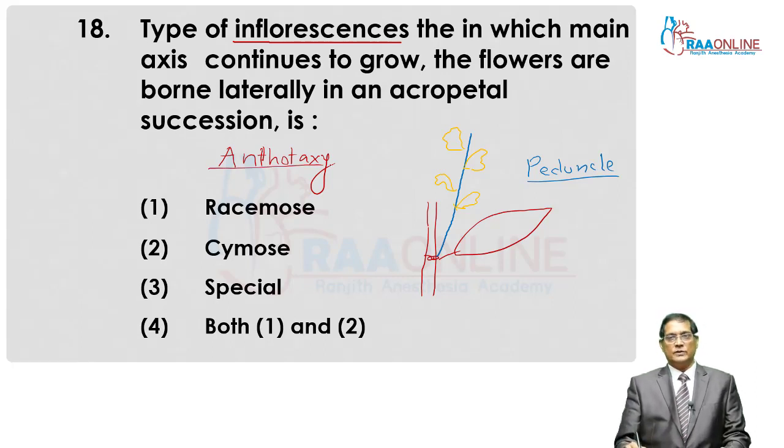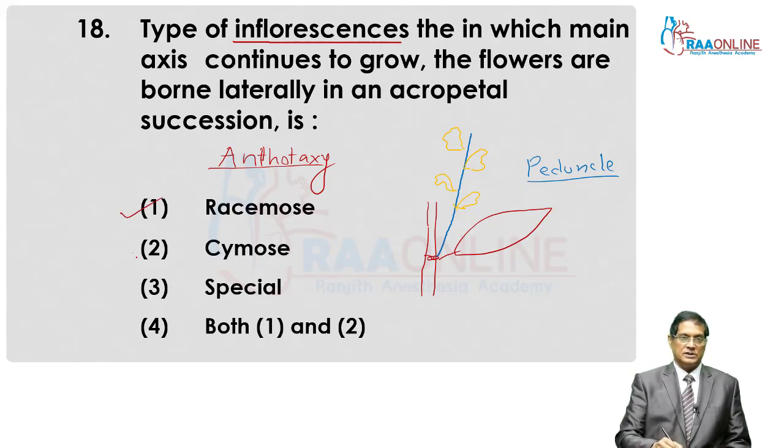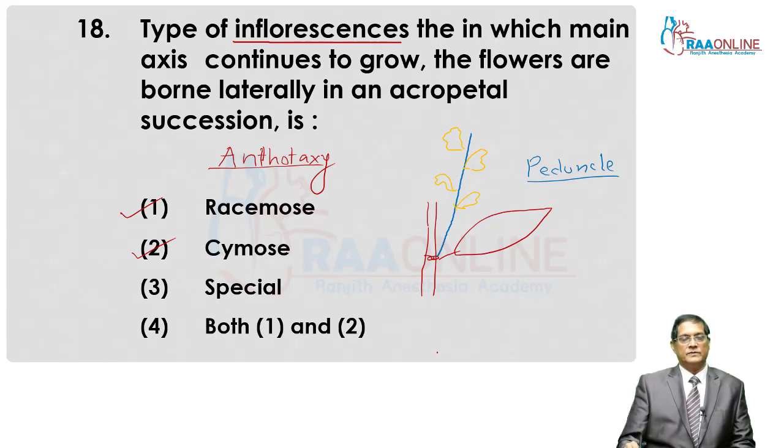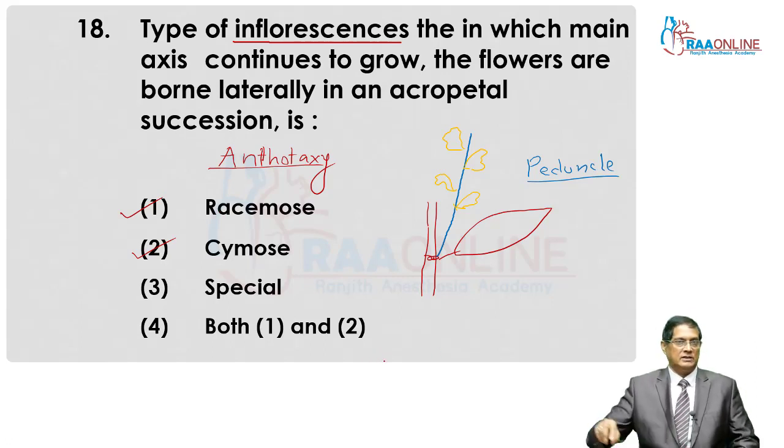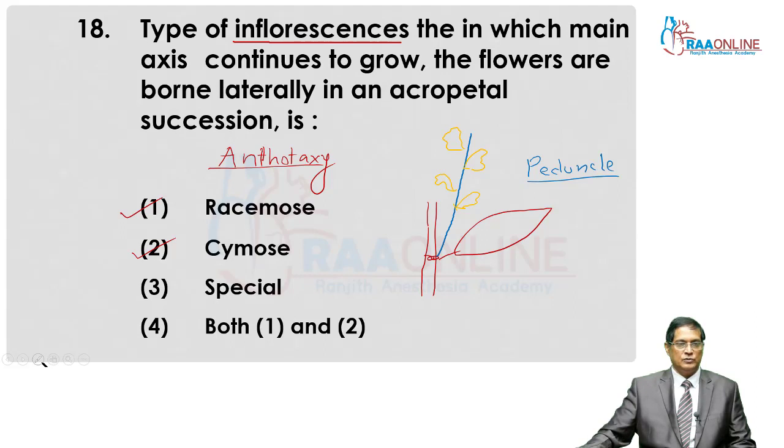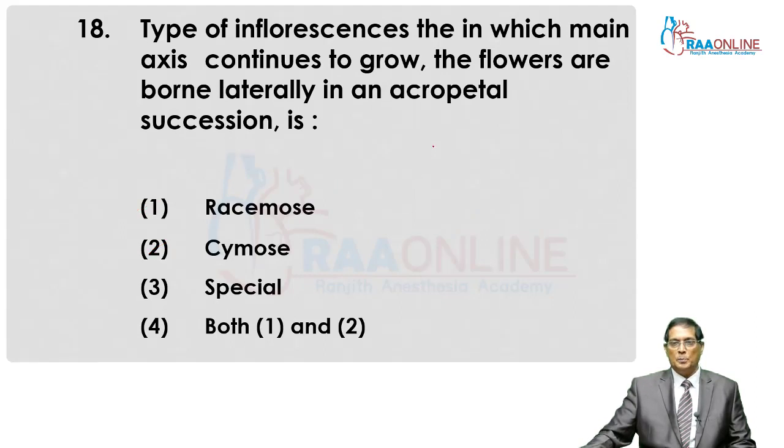There are two types of inflorescence. One is racemose and two is cymose. First, let's come to the racemose inflorescence. In racemose inflorescence, the main axis or peduncle continues to grow and does not terminate into a flower.